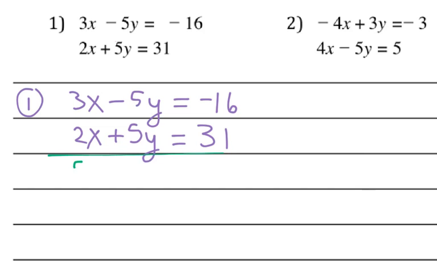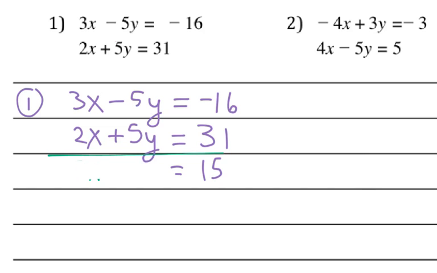3x plus 2x gives me 5x. So I'm taking two equations and I'm combining them to be one. Well, negative 5y and 5y goes away. So if you'd like to, optionally you can write plus 0, but I think it's just a waste of time, so I'll leave it off. And then I'm going to write equals 15.